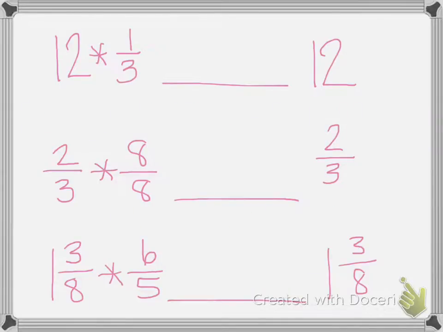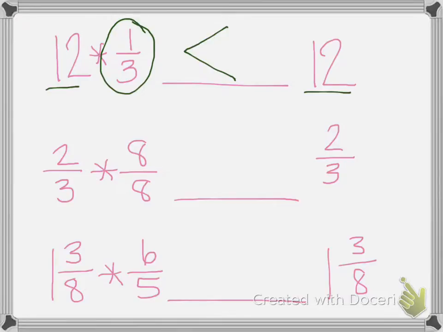Number 4 says fill in the blank with less than, greater than, or equal to. We have 12 times 1/3 is greater than, less than, or equal to 12. So since we have 12 on both sides, we look at what we're multiplying it by. Since we're multiplying it by a fraction, which is a number less than 1, our number is going to get smaller. So 12 times 1/3 is going to be less than 12.